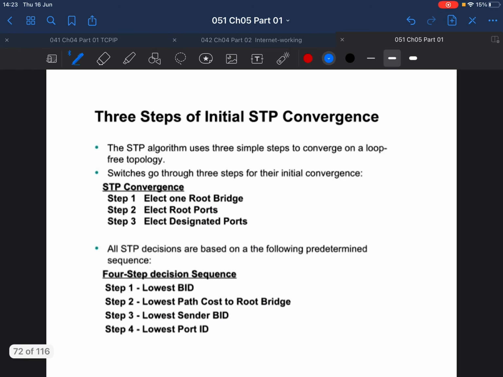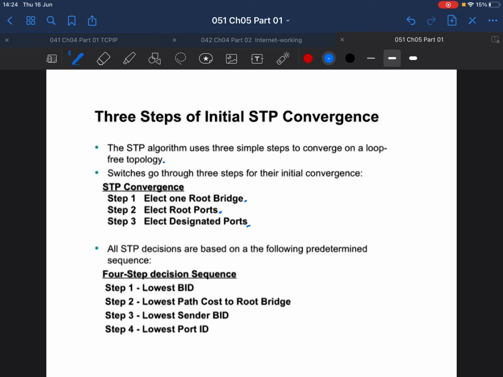3 steps of initial STP convergence. The STP algorithm uses 3 simple steps to converge on a loop-free topology. Switches go through 3 steps for their initial convergence. Step 1, elect one root bridge. Step 2, elect root ports. Step 3, elect designated ports.